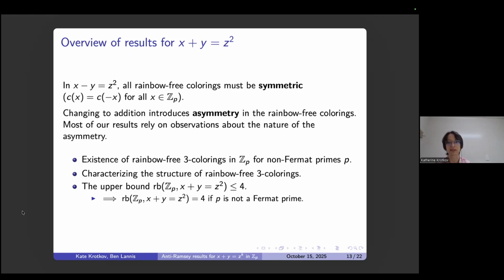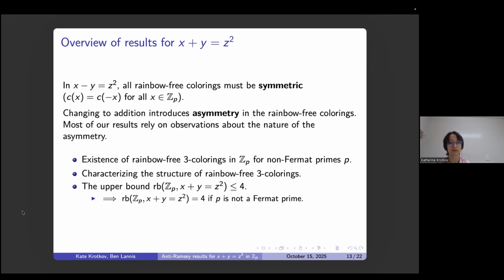And so the results that we got are the existence of rainbow-free three colorings in ZP for P not a Fermat prime. And also, we characterize the structure of rainbow-free three colorings, not completely, but we have some lemmas about where asymmetry can occur and cannot occur, and certain results about what color specific elements have to be given an asymmetry. And actually, using the characterization, we found that the upper bound of the rainbow number for ZP in our equation is less than or equal to 4.